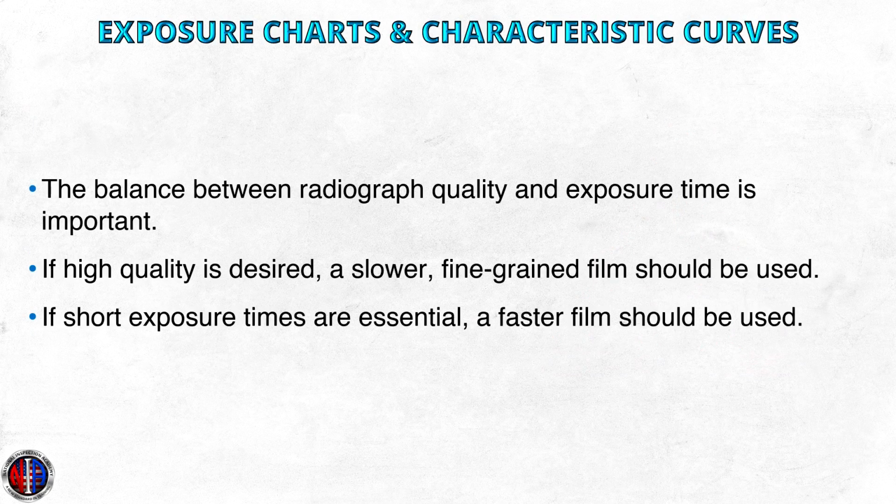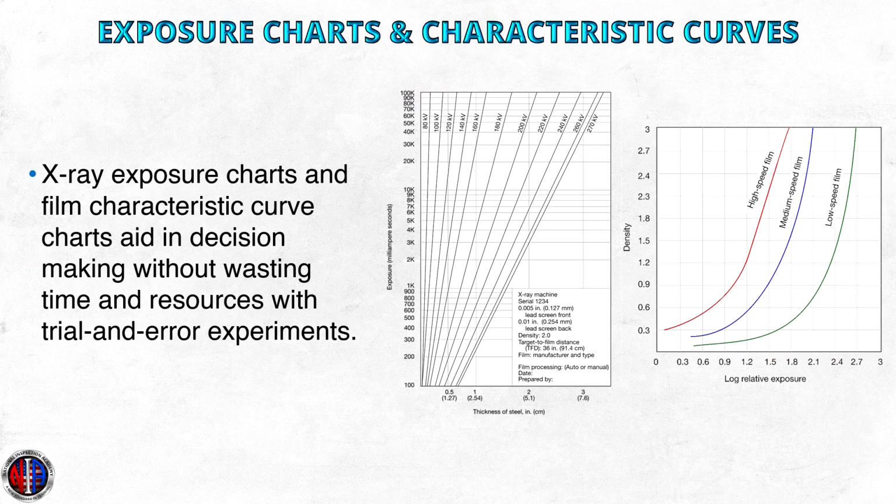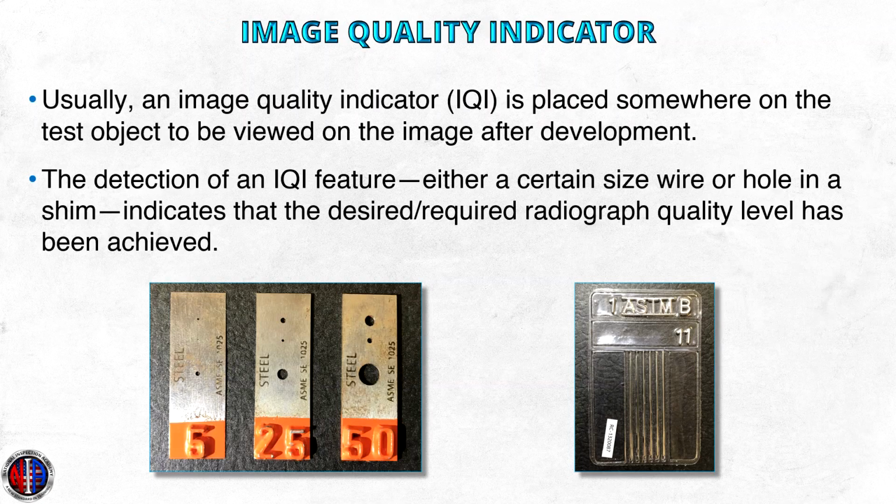Exposure charts and characteristic curves. The balance between radiograph quality and exposure time is important. If high quality is the deciding factor, a slower, fine-grained film is preferred over a fast, coarse-grained one. If short exposure times are essential, a faster film should be used. X-ray exposure charts and film characteristic curve charts are used by radiographers to aid in decision-making without wasting time and resources with trial-and-error experiments.